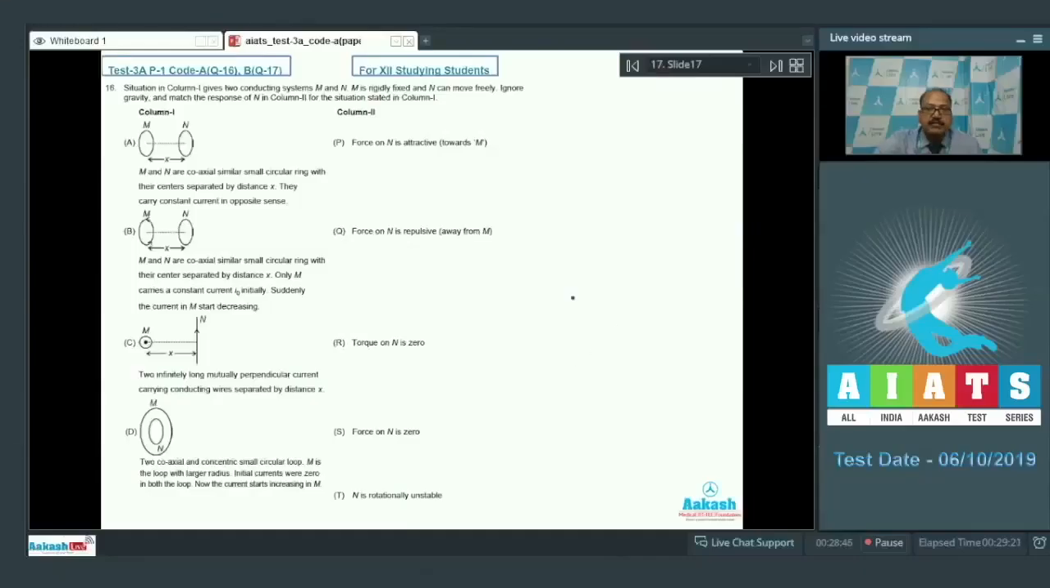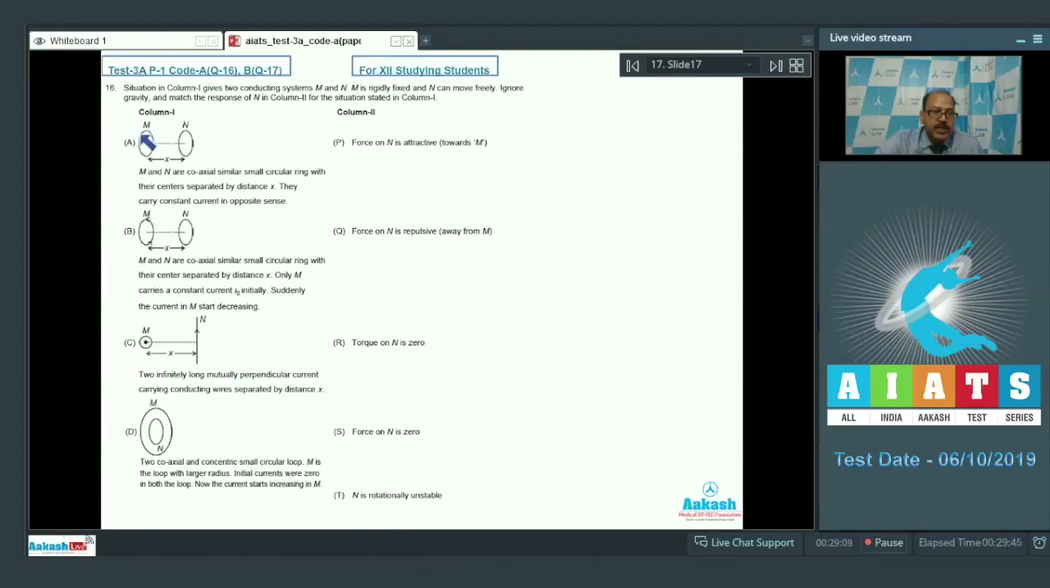Question 16 is of matrix match type. Let's read the question. It says situation in column 1 gives two conducting systems M and N. M is rigidly fixed and N can move freely. Ignore gravity and match the response of N in column 2 for the situation stated in column 1.